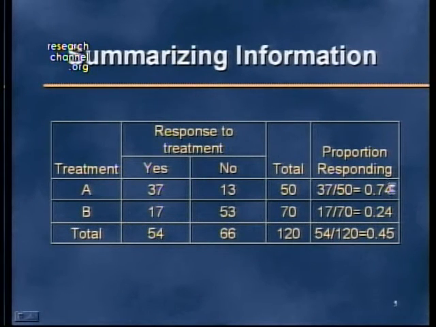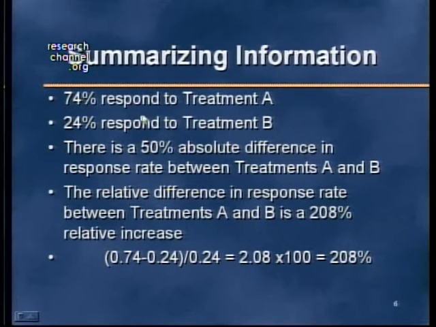So we can calculate the proportion responding in both treatments. What's the overall proportion responding? 54 divided by 120, which is 0.45, or 45%. So how could we summarize this information? We just talked about using 74% as the percentage responding in A and 24% responding in B. There are other ways that we can sometimes summarize this information. We could say based on this there's a 50% absolute difference in response rate between treatment A and B, where there's a higher response in A.